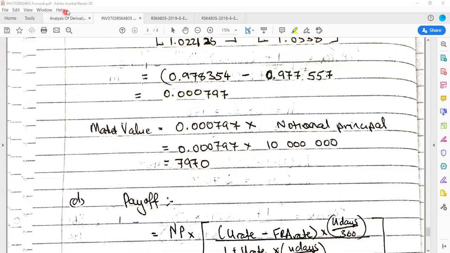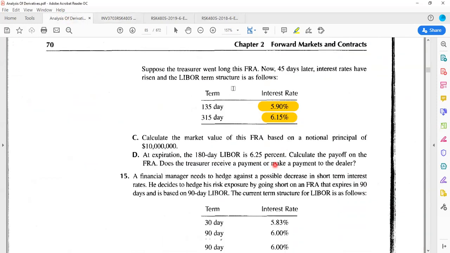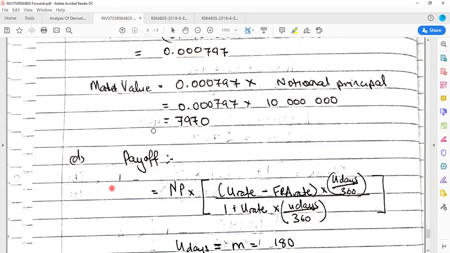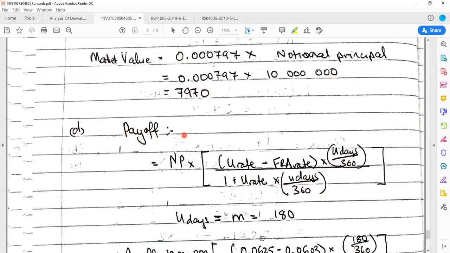Then lastly, at expiration, the 180-day LIBOR is 6.25%. Calculate the payoff on the FRA. Does the treasurer receive a payment or make a payment to the dealer? So at expiration, we can get the payoff on the contract. This is like the final profit on the contract. And we use the following formula, right?